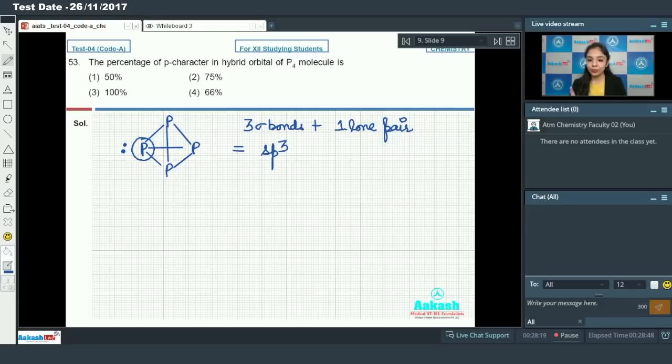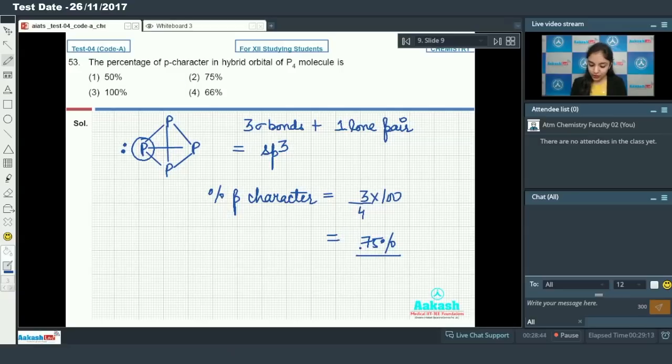Now you have to calculate the percentage p character. Percentage p character is 3 by 4 into 100. So it is equal to 75%. So the only catch in this question was to determine the hybridization of the P4 molecule, and then you can easily calculate the percentage p character. So option number 2 is the correct answer.